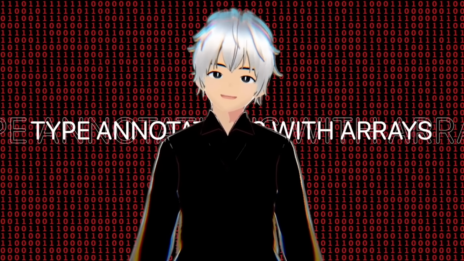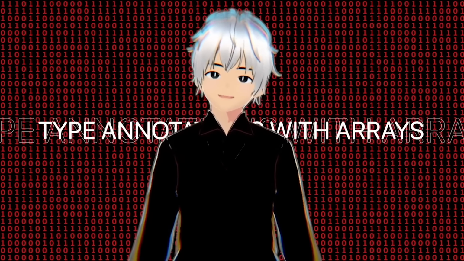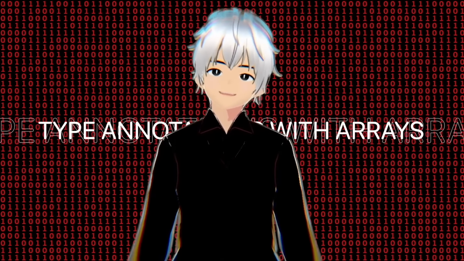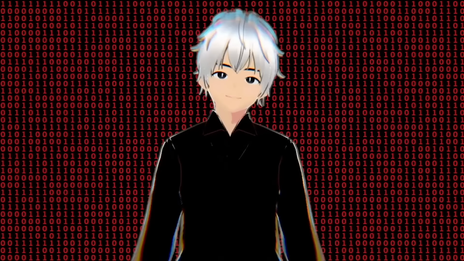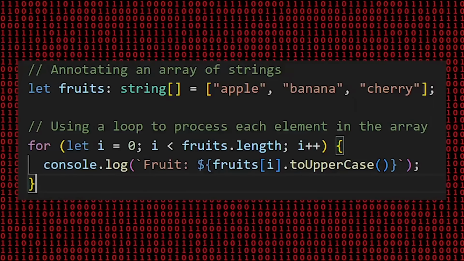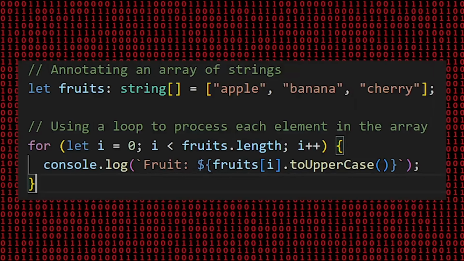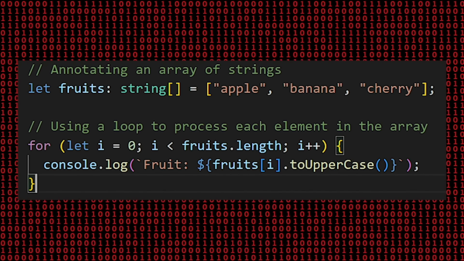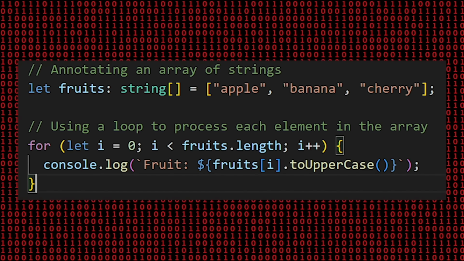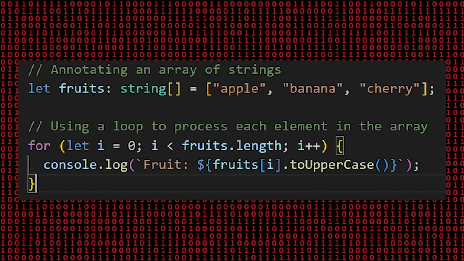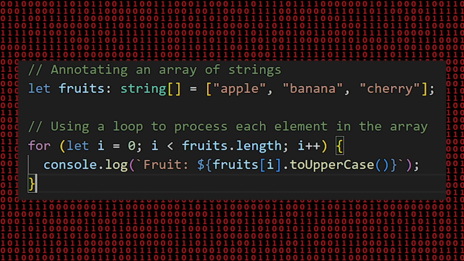Type annotation with arrays allows you to specify the expected data type of the array elements, ensuring type safety in your code. In this example, we annotate the fruits array as an array of string. We use a for loop to iterate over it, displaying each fruit in uppercase letters.